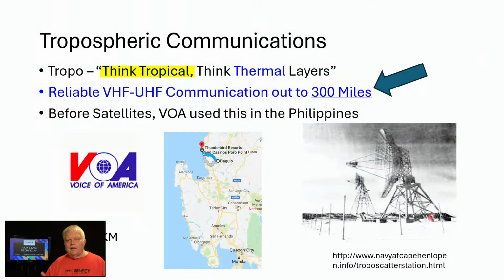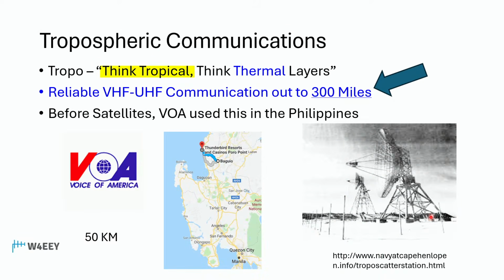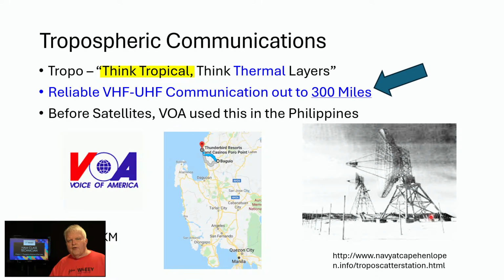Back to the slide. When you hear tropo, I say think tropical. We're using thermal layers in the atmosphere, and it can provide reliable VHF and UHF communications out to a distance of about 300 miles. And so here on the map you can see Baguio was here and Poro Point was down here. And these look like satellite antennas. Tropospheric communications is used probably in the 300 megahertz region. So it's just slightly UHF.